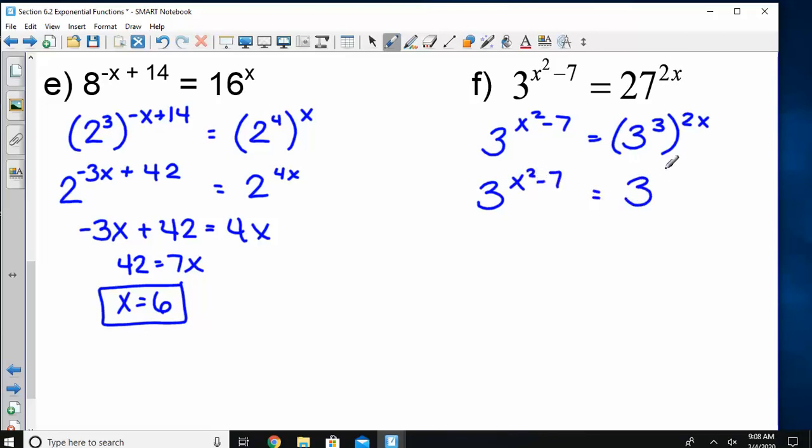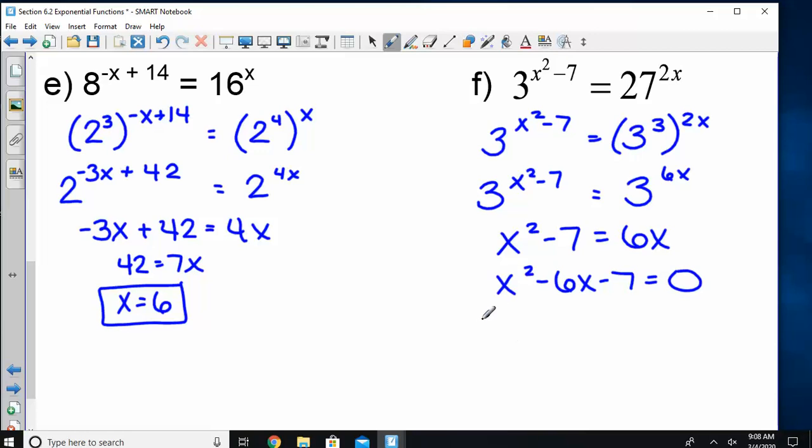So this becomes 3 to the 6x. So x squared minus 7 equals 6x. What would we have to do here? Subtract over the 6x. And then? So what multiplies to negative 7 and adds to negative 6?